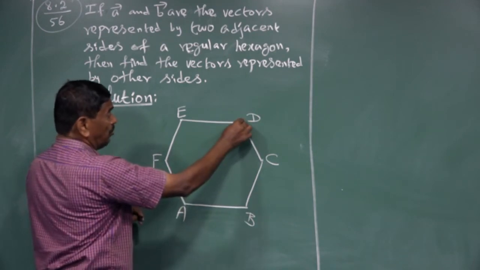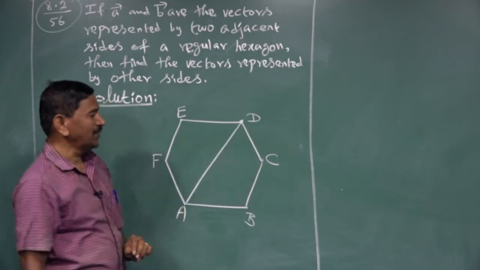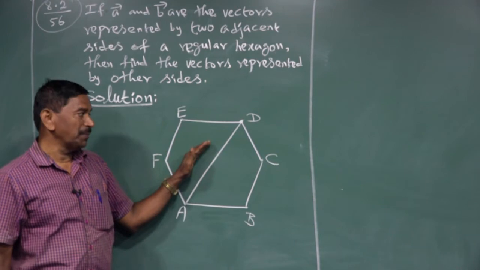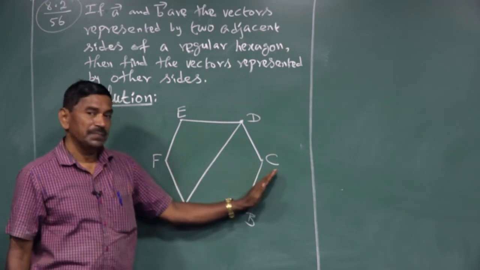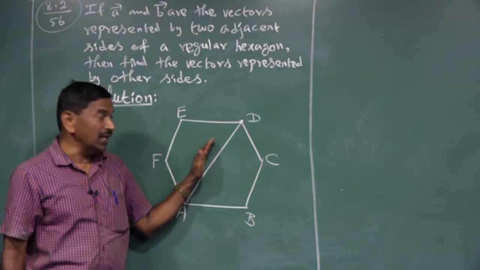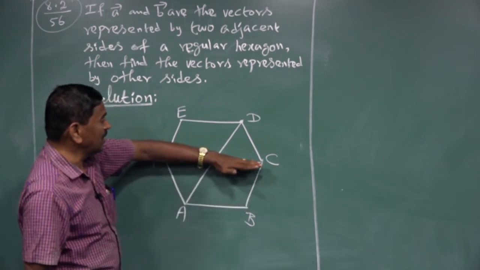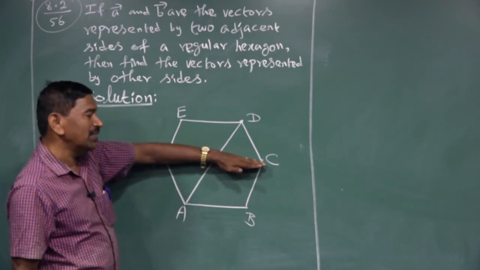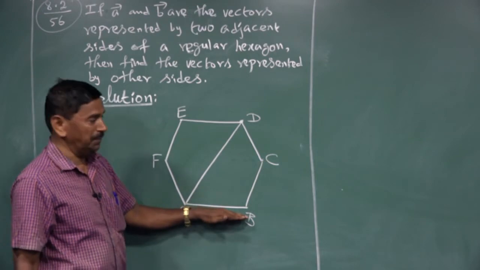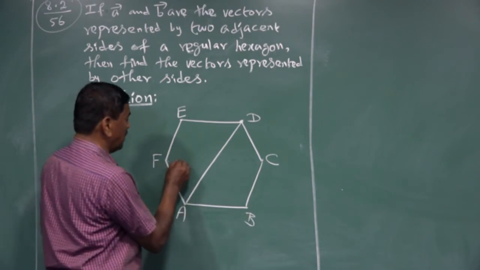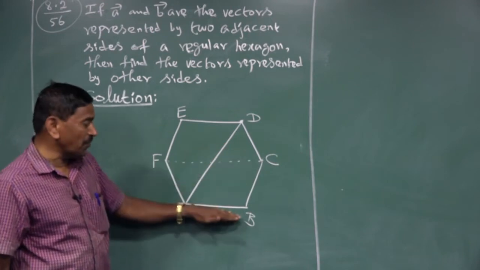Can you tell me what is AD? Anyone? Yes, AD is twice of BC. Can you tell me what is CF? Yes, CF is twice of AB. So these are the properties.